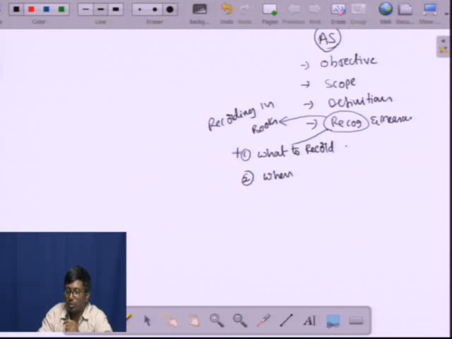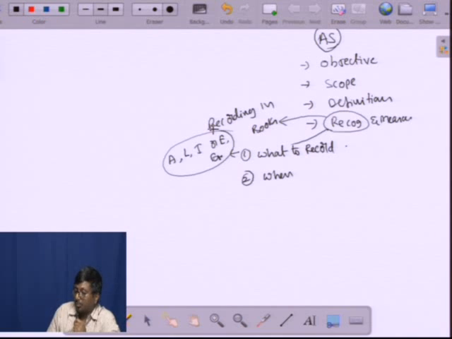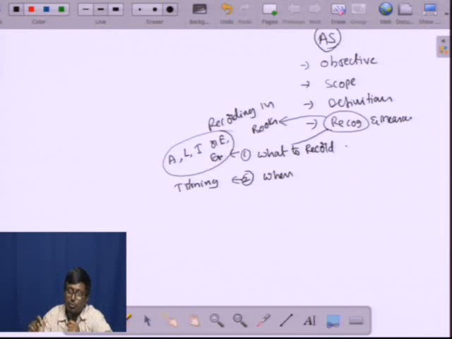That is timing. What to record means, is it an asset or liability, income or expense, or equity. What to debit, what to credit. That is the first part. The next part is when to record, which talks about timing. If you see Accounting Standard 9, for example, it talks about only timing. AS 9 does not talk about how much to record. Measurement we don't say; it is simply determined by the agreement between the parties.